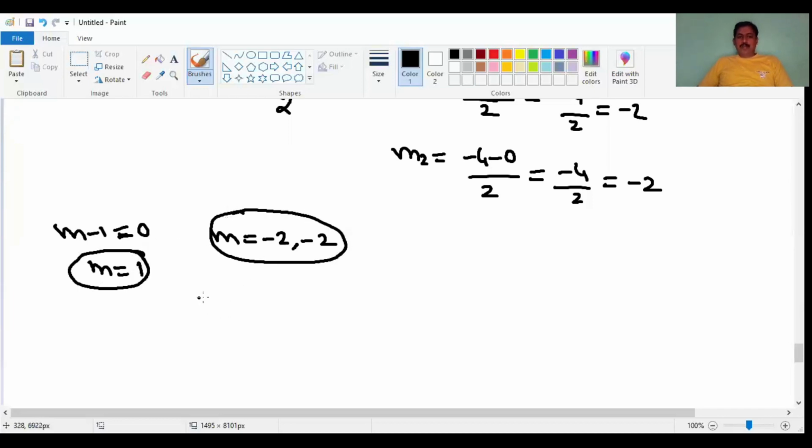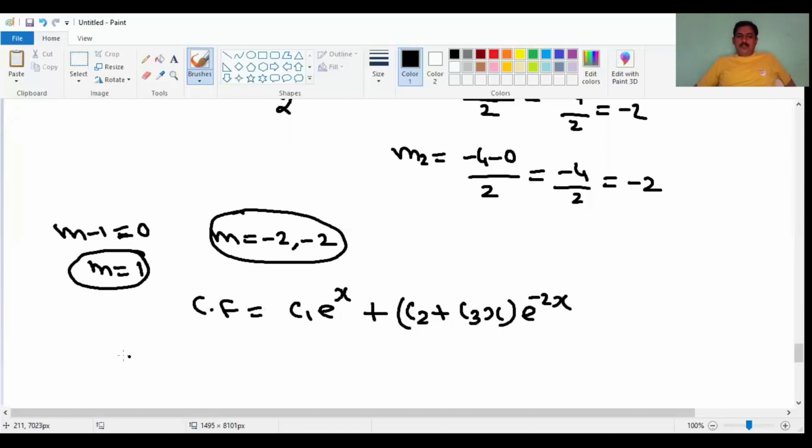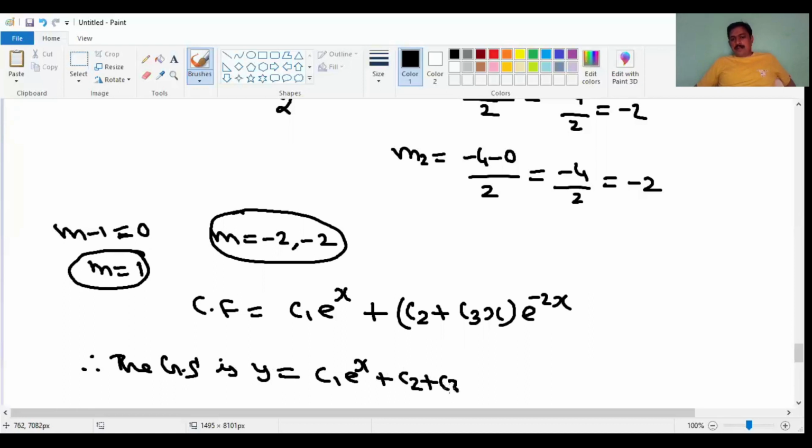Therefore your complementary function is c1 e power x for the different root, where you apply the different root procedure, plus, for the equal root, we apply that procedure. C1 is already introduced, so I have taken c2 plus c3 x, e power minus 2x. This is your complementary function. The right hand side is 0, so the particular integral value is 0. Therefore, we can write this as the general solution.